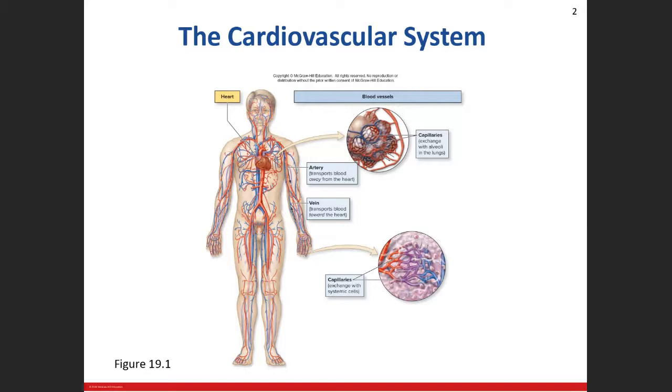So one of the components of the cardiovascular system is our heart. But you cannot forget the other parts of the cardiovascular system, right? Blood vessels. That's for another chapter that we'll be focusing on. We're going to focus pretty much on the heart here.